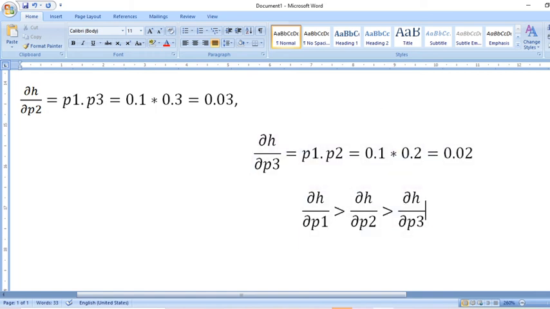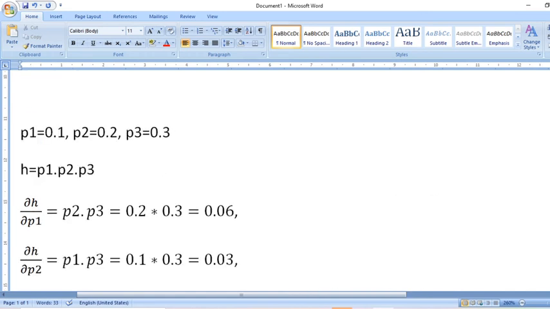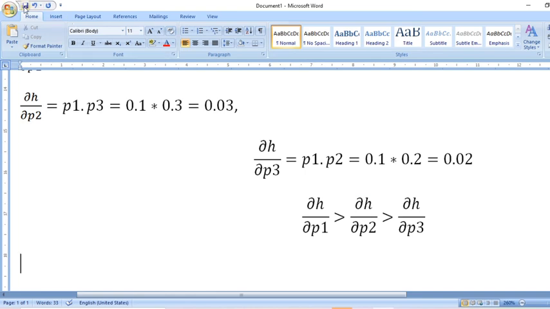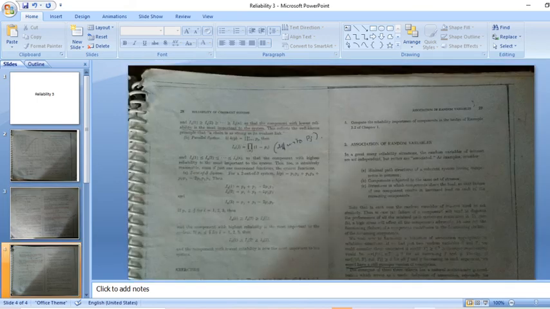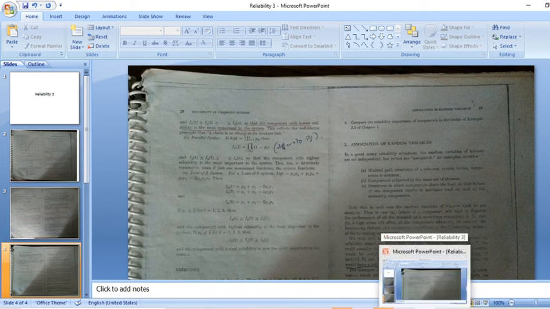So we can say that for a series system, the component with the least reliability is more important. Okay, for a series system. You got the idea. And similarly, we can find the component importance for a parallel system. That you may work as homework for the parallel system. And one more example is given here, and this can also be done in your notebook. Then only you will study.